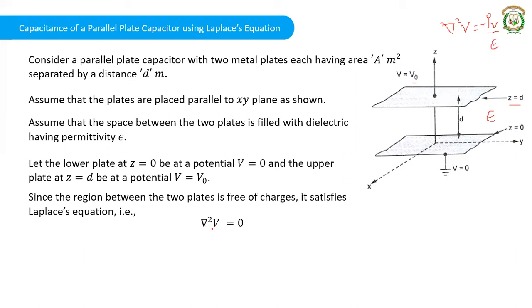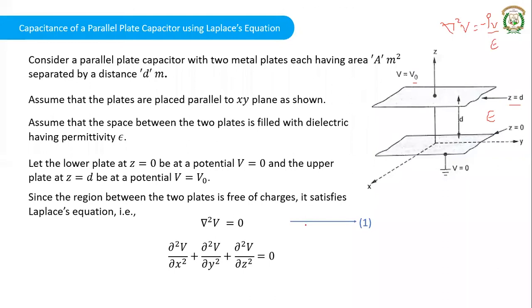To solve this, we have to integrate this. Now we have taken this as a rectangular coordinate system. What is the value of del square V in rectangular coordinates? In rectangular coordinates, del square V is dou square V by dou x square plus dou square V by dou y square plus dou square V by dou z square. That is equal to 0.